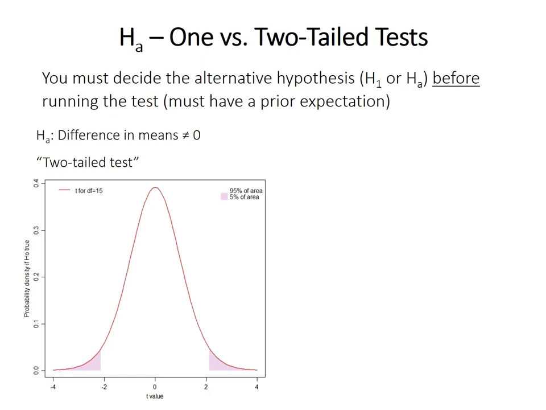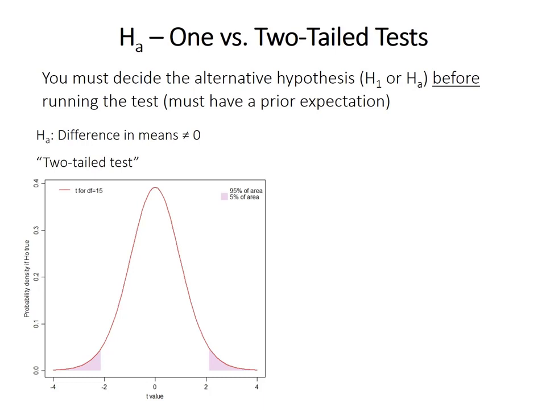Right? So if you calculate your test statistic and get a t of 2, you need to find the area under the curve greater than 2, but also smaller than minus 2. Because we didn't have a pre-specified direction, and so we didn't know that sample 1 must have been bigger than sample 2, or vice versa. We need to know if they are different.